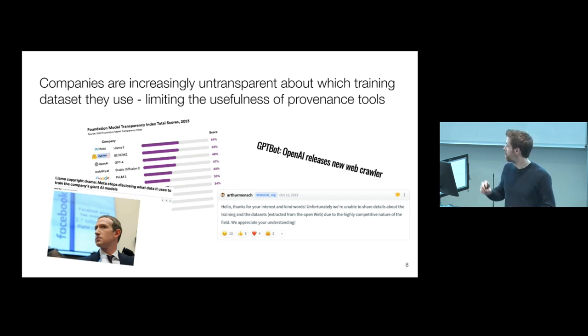And on top of this, a lot of the companies are starting to build their own crawlers, their own automated bots that are going to go through the internet and copy all the text they can get their hands on. So data provenance tools are an amazing, very efficient way to properly understand what goes into those models, yet because companies are increasingly closing up and disclosing pretty much nothing about what goes into those models, their usefulness decreased quite quickly over the last year.